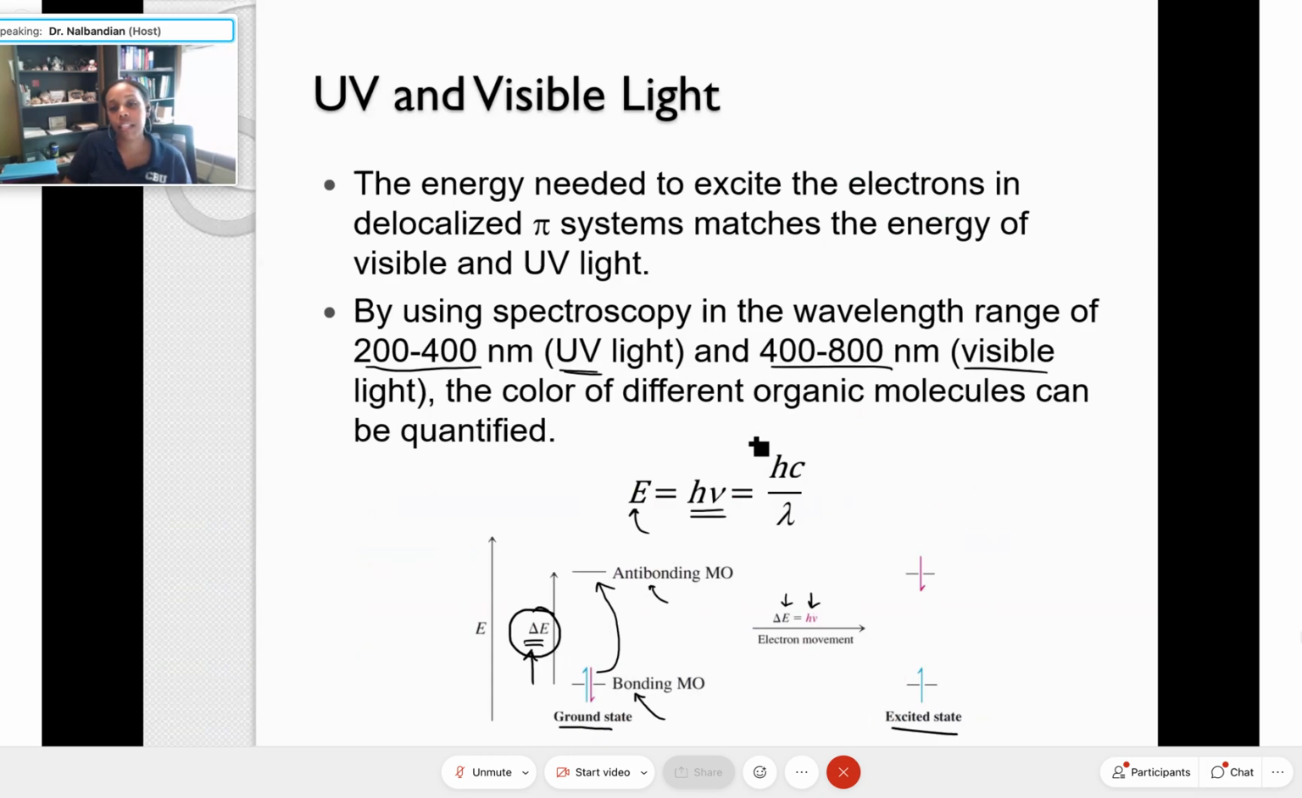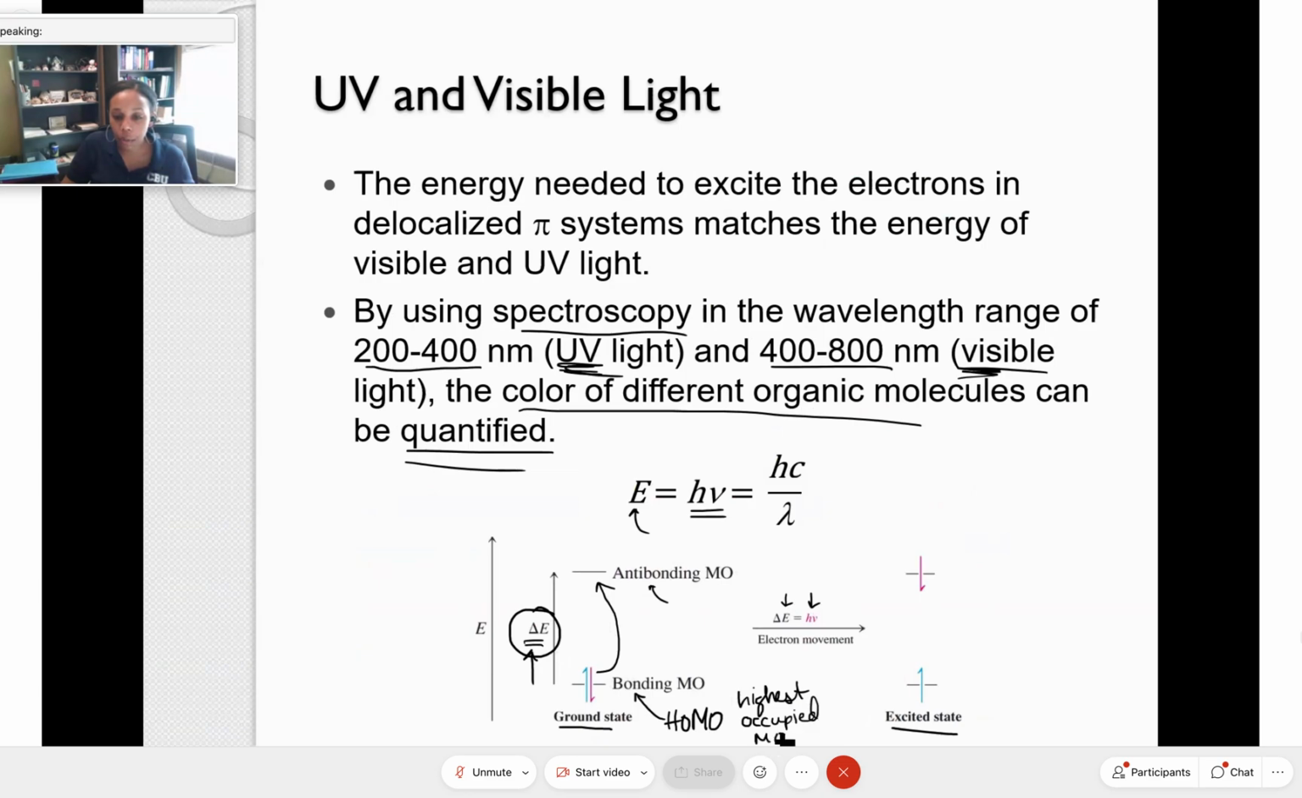So we can quantify the color by using spectroscopy. We're talking about UV vis spectroscopy, using UV light and visible light to see the conjugation of these different molecules. Let me tell you some terminology that is used in other textbooks, or maybe on the MCAT. We have what's called the HOMO and the LUMO. The HOMO is the highest occupied molecular orbital, and the LUMO is the lowest unoccupied molecular orbital.